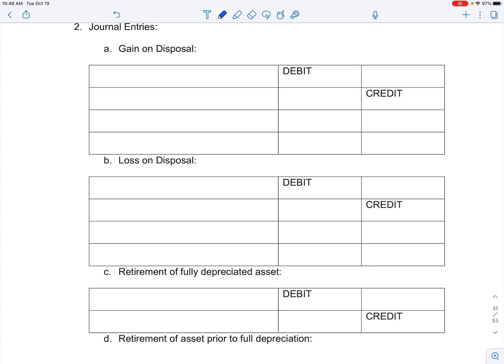And to do that, every time we have to debit that accumulated depreciation account and credit that asset account. It doesn't matter if we know we're having a gain or a loss or nothing at all. We have to debit accumulated depreciation, credit that asset account.